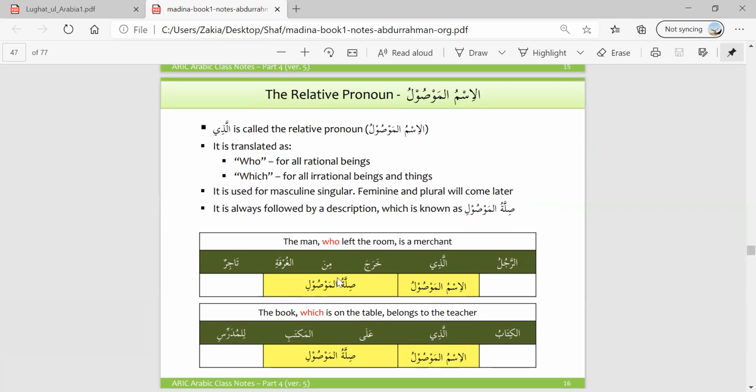So alladhi is called the relative pronoun. It's translated as who for all rational things and which for irrational things. So we said aqli and ghair aqli last time. Whenever we say who for people, we say alladhi, and if we say it for things, we'll still use alladhi, but we will just use it for irrational things. It is used for masculine and singular; feminine and plural will come later. It's also followed by a description, which is known as silatul mawsul.